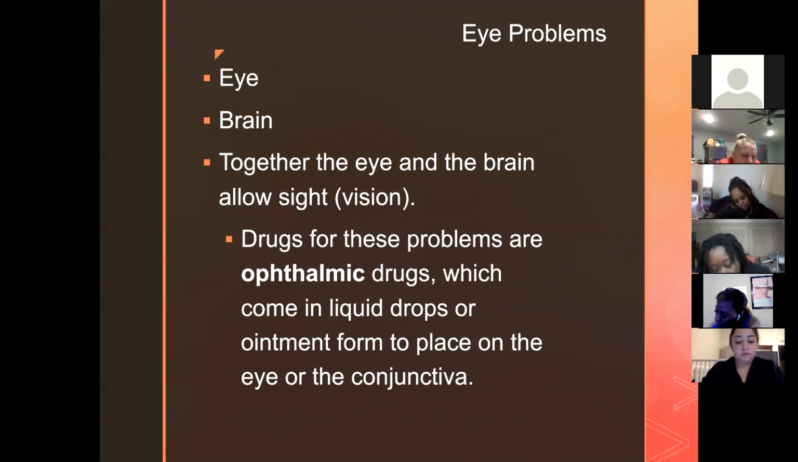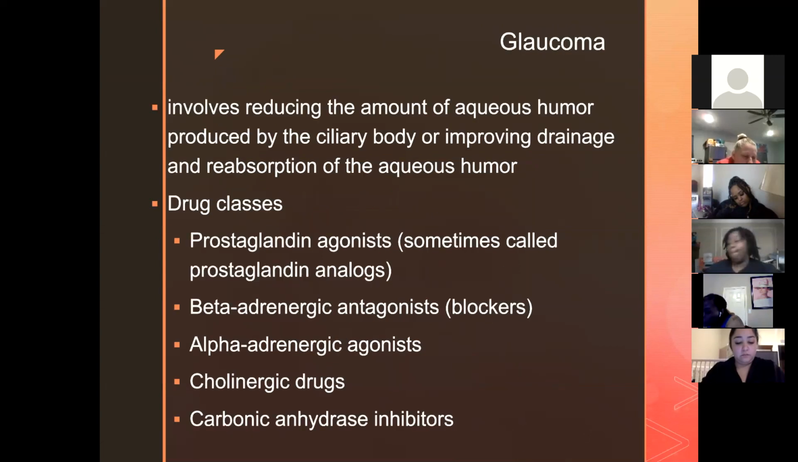And they typically come in liquid drops or some sort of ointment form that you'll either place on the eye or in the conjunctiva. Right. So drugs for the ears are called otic drugs, and then drugs for the eyes are ophthalmic drugs. Right. So let's talk about glaucoma.